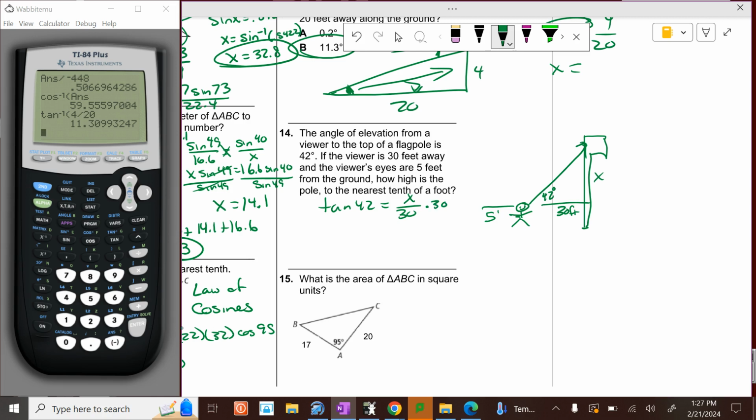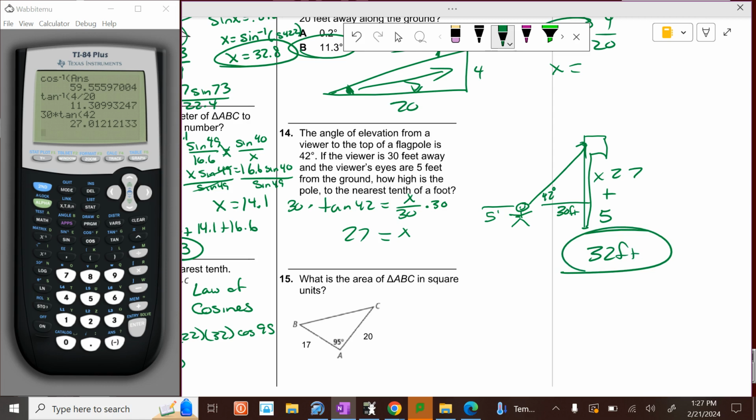If we multiply by 30, 30 times the tangent of 42 equals 27. So this part of the flagpole is 27. This part of the flagpole is 5. We add them together, and the flagpole is 32 feet high.